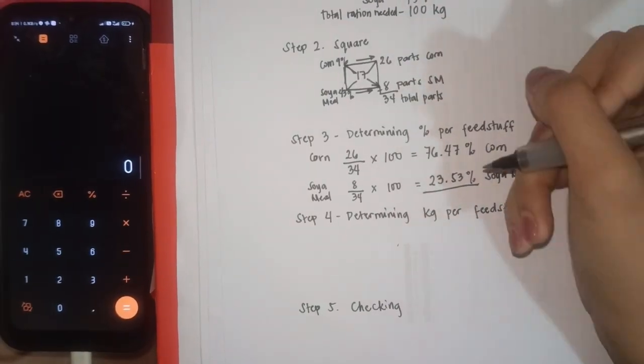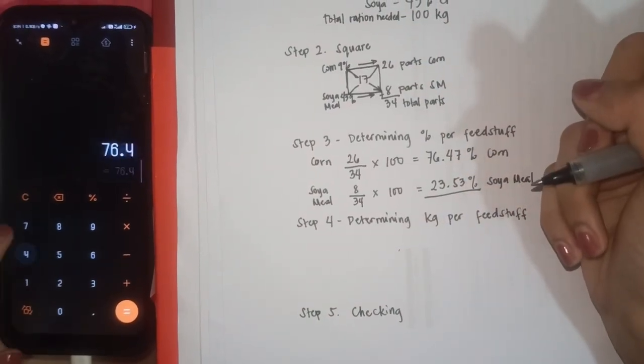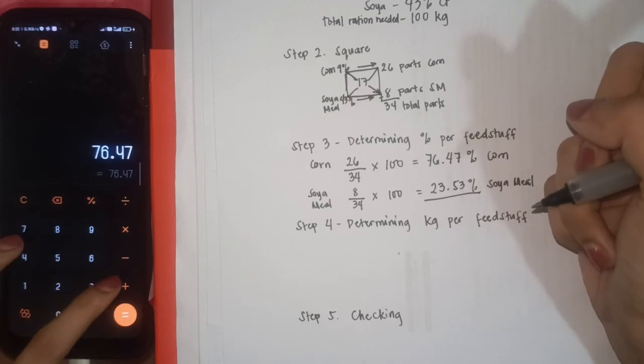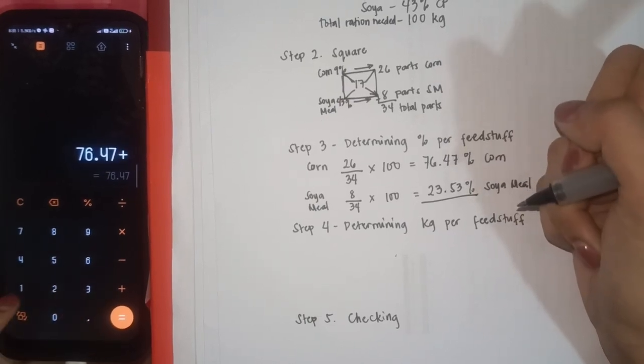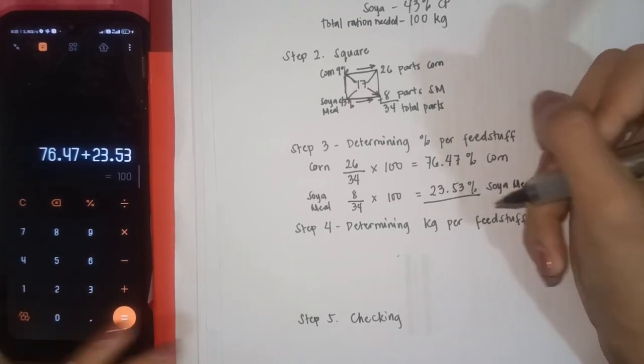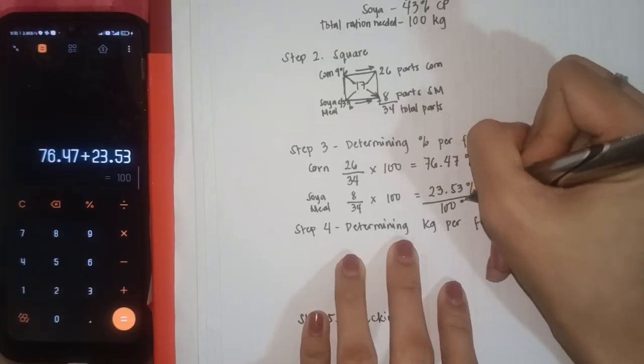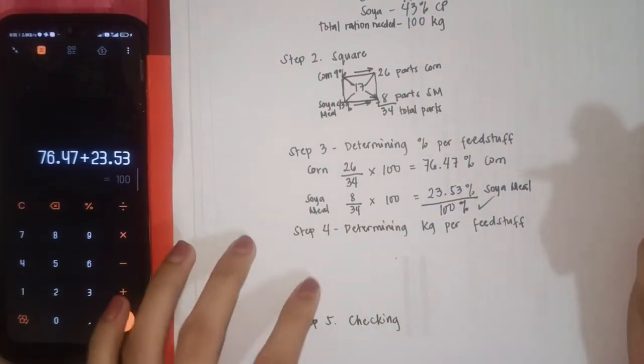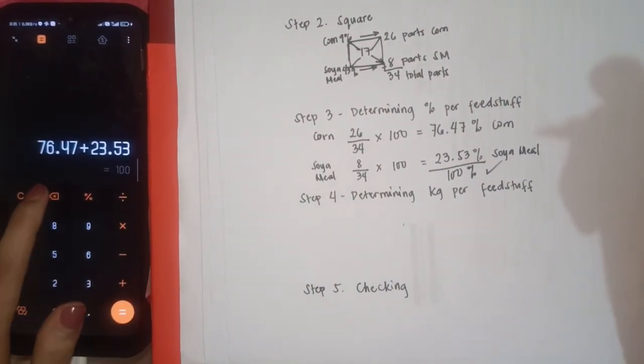Okay, so to determine if it is 100%, let us just add both. So 76.47 plus 23.53 is equal to 100%. So this is correct. Now let us proceed with step 4.